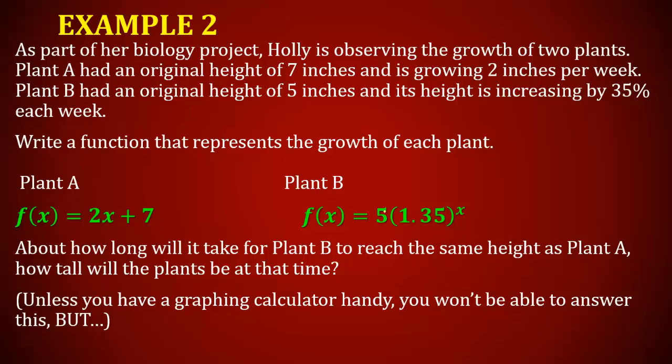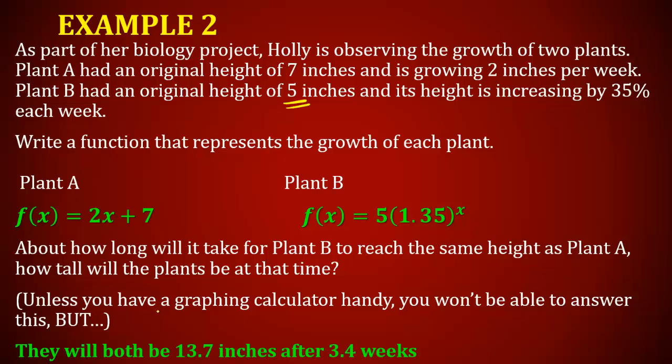Plant B, okay, remember initial height is 5. So that goes right there, and then it's increasing by 35%. So 1 plus 0.35, then just to the x power. Unless we have a graphing calculator at home, you're not going to be able to do this one. But if you did and you found the point of intersection, they would both be 13.7 inches after 3.4 weeks. So that answer is more exact than the last one, which is what I'm looking for.